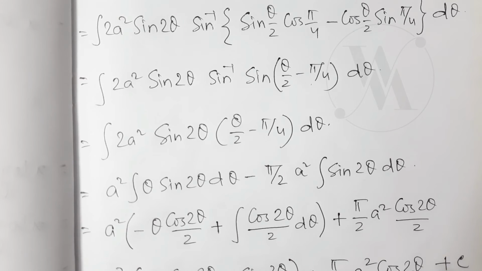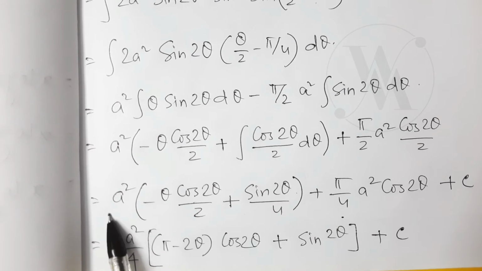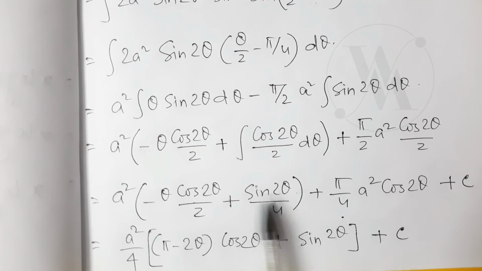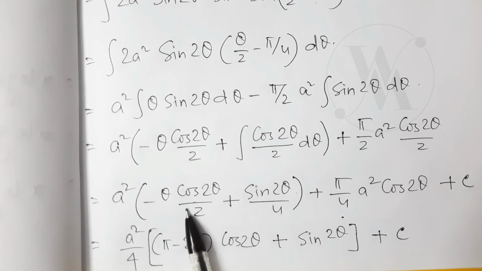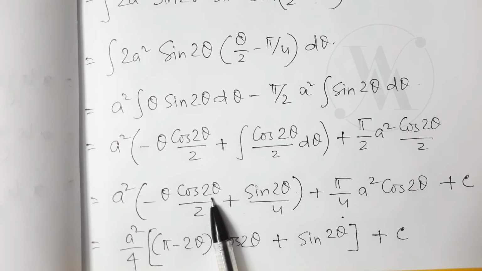Now finally after this integration you are getting this answer, and plus c will be needed because this is an indefinite integral. When all integrations are done you will write plus c. Now from these terms you just take common 1 by a square by 4, and from this term if you take cos 2 theta common, you will get pi minus 2 theta.